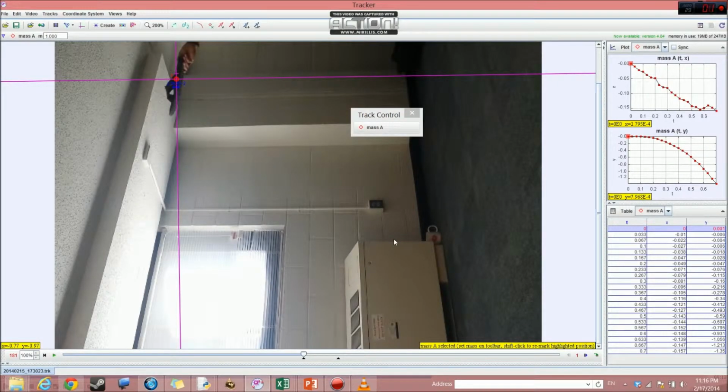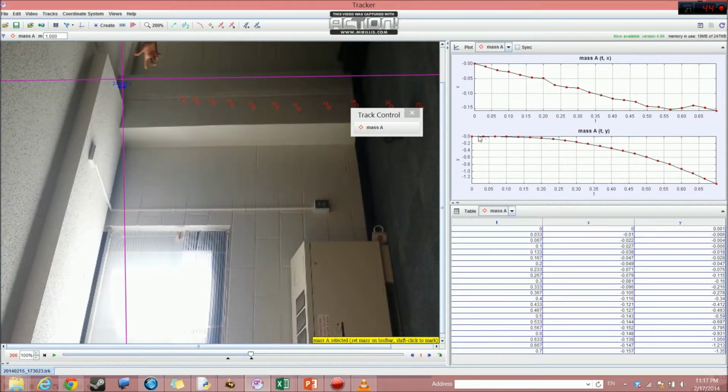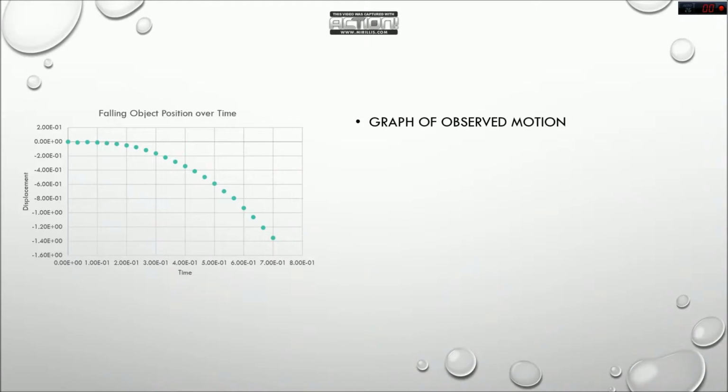Here is the tracker program. Using Tracker, the length of the flip-flop was determined. The axes were oriented so that it is falling in the negative y direction. As the flip-flop moves, its center of mass is marked and recorded. These data points are then graphed here. Here is the graph of the observed motion shown in higher quality.